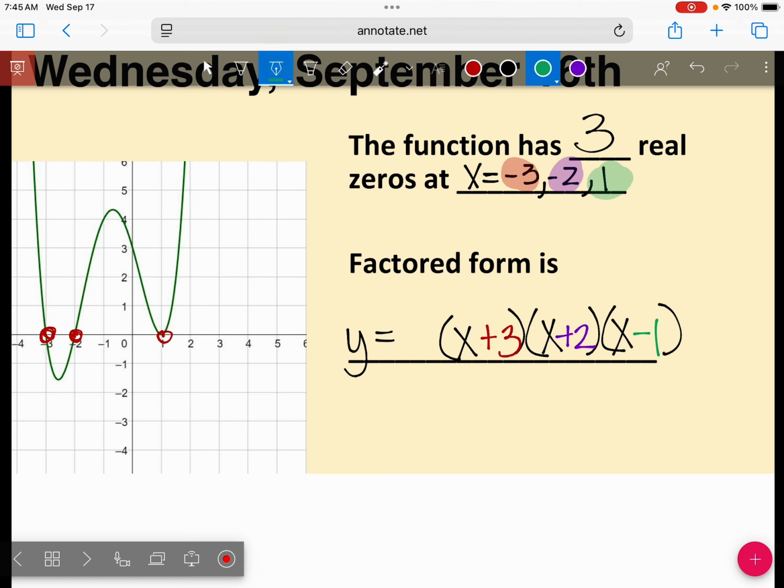But I'm not done. Because right now, if I add up the invisible exponents, that's a 3rd degree function. But we know it's not an odd degree. It has to be even. So one of those exponents needs to change to a 2. Which one is the double? The x minus 1. Good job. So I'm going to change that to a square. And now when I add it, it is a 4th degree, and you could put your plus 1 in the front.